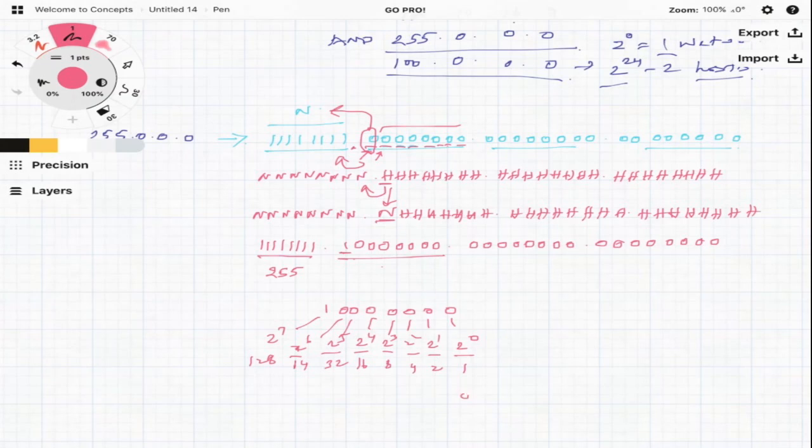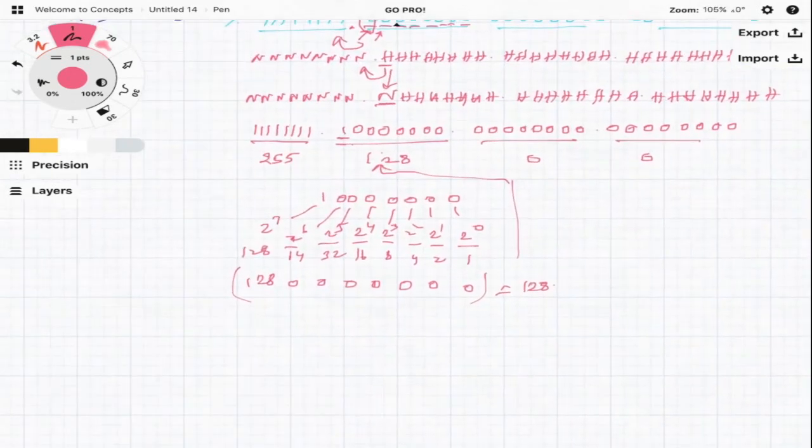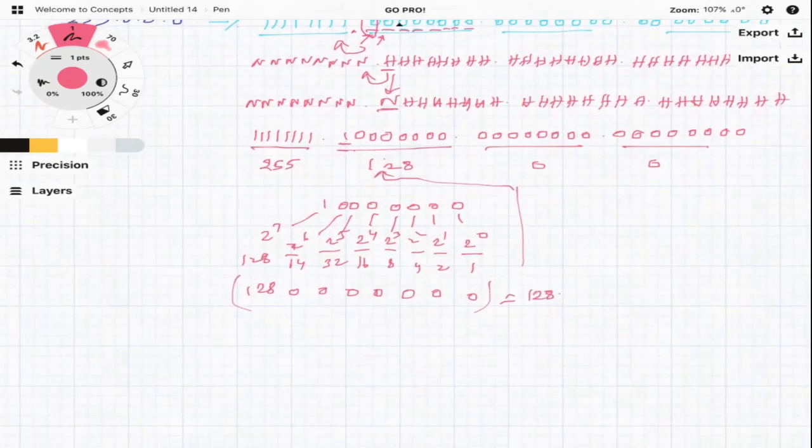Now combine this. 1 into 0 is 0, 2 into 0 is 0, 4 into 0 is 0, 8 into 0 is 0, everything is zero except 128 into 1, which is 128. Now add all these and you get 128. This is 128, and the remaining are all zeros. So the new subnet mask that can be created, the next one, is 255.128.0.0.